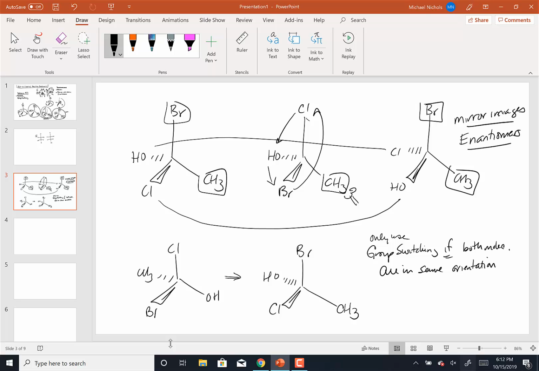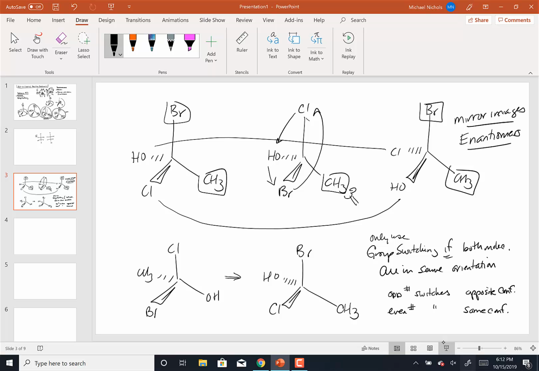So in this case, I want to convert the left into the right. How many switches is it going to take? Remembering that if it takes an odd number of switches, then you have opposite configurations of the chiral carbons, and if it takes an even number of switches, you have the same configuration of the chiral carbons.